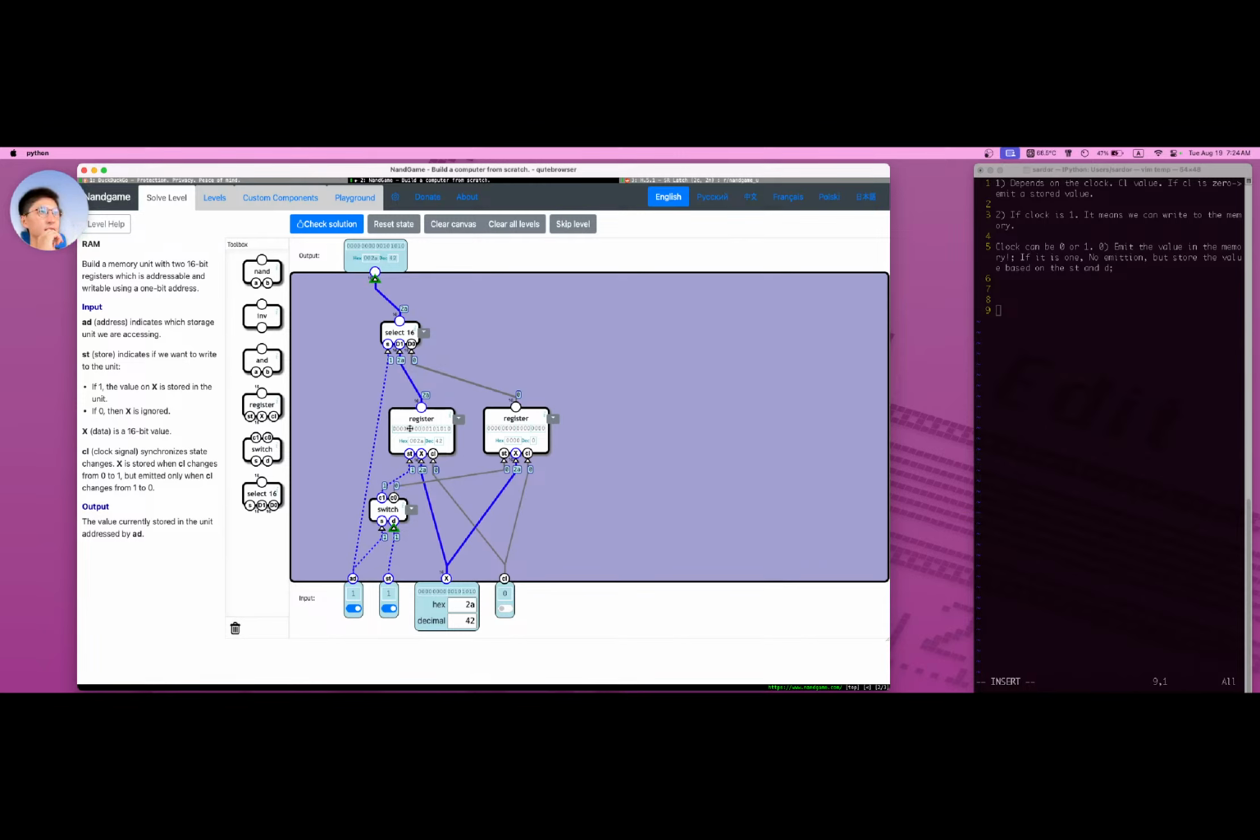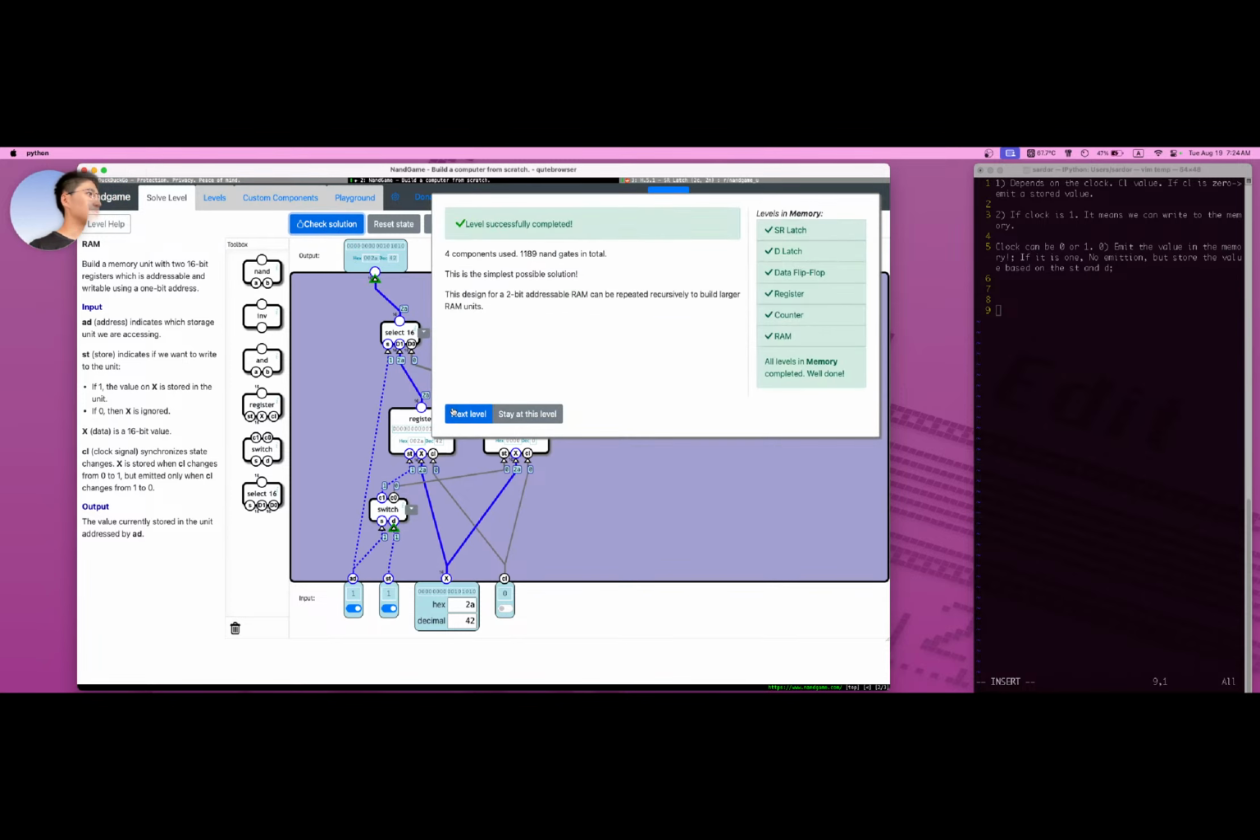And we have an address. What does the address do? If we have only 2 registers, we need just a binary address, 0 or 1. Address 0, go to register 0. Address 1, go to register 1. Okay, my chair is noisy.